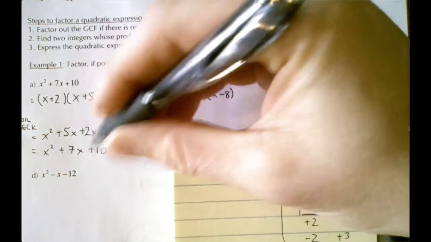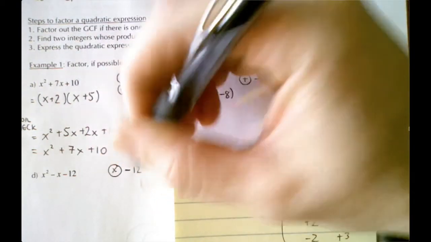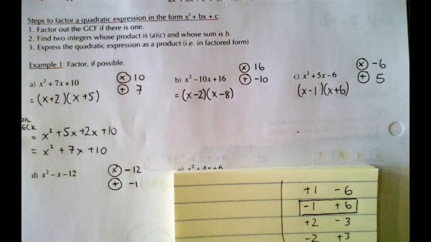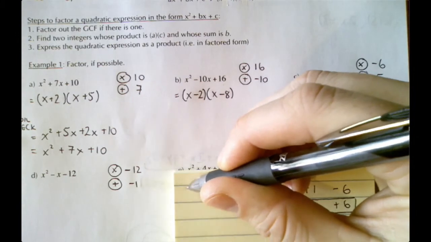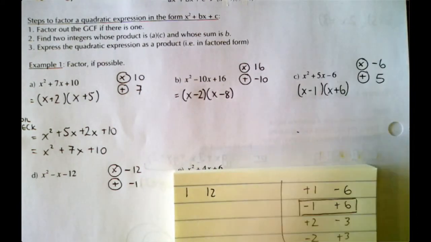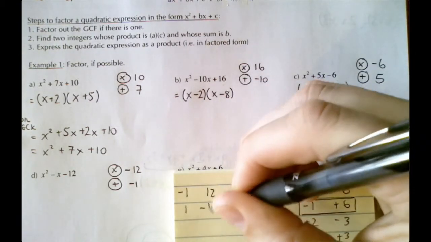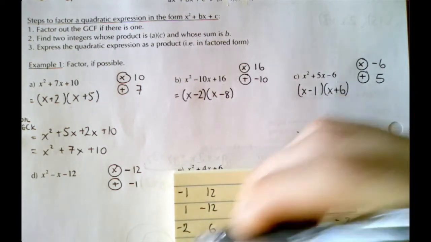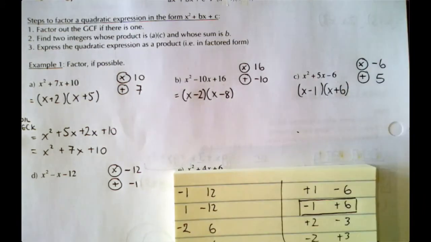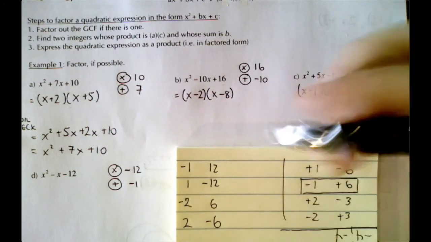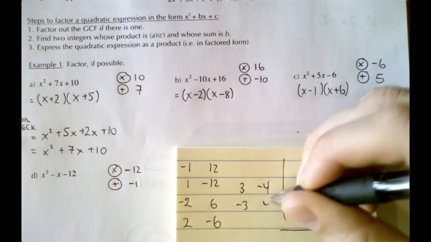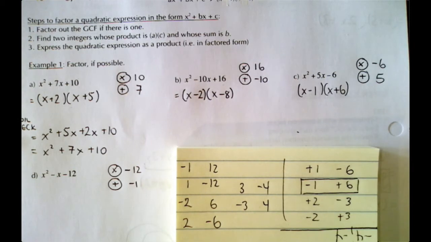So we need numbers that multiply to -12 and add to -1. So what multiplies to -12? Well, we could start with 1 and 12, but one of them has to be negative, so let's try -1. We could also do 1 and -12. We could do -2 and 6, or we could do 2 and -6. And there's actually one more pair. There's 3 and -4, and there's -3 and 4. So one of those pairs will add to -1.